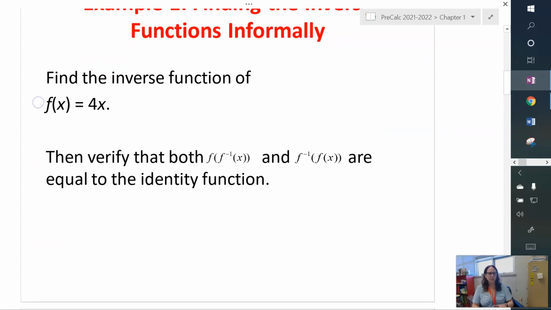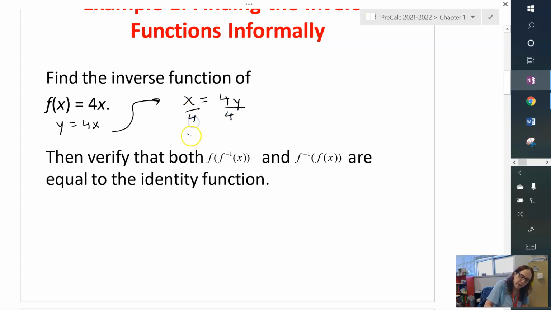So let's do this first one. We are going to find the inverse of f of x equals 4x. I'm going to rewrite this as y equals 4x. Now, swap the x and y. So when I do my swap, x equals 4y. So now this is my inverse, and I'm going to solve for y. Divide both sides by 4, and then y equals x over 4.